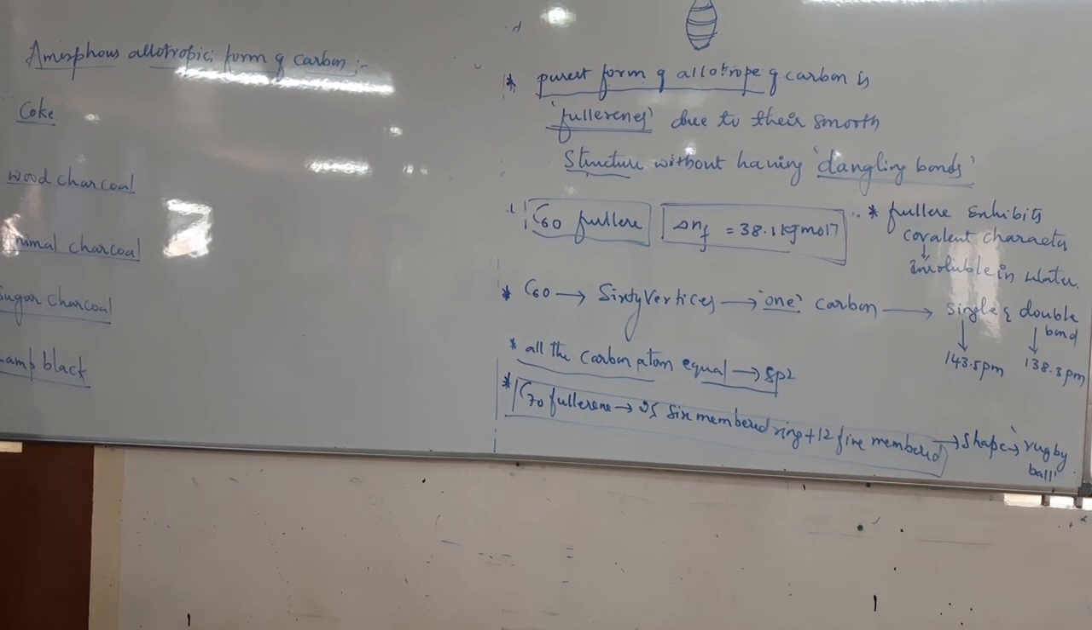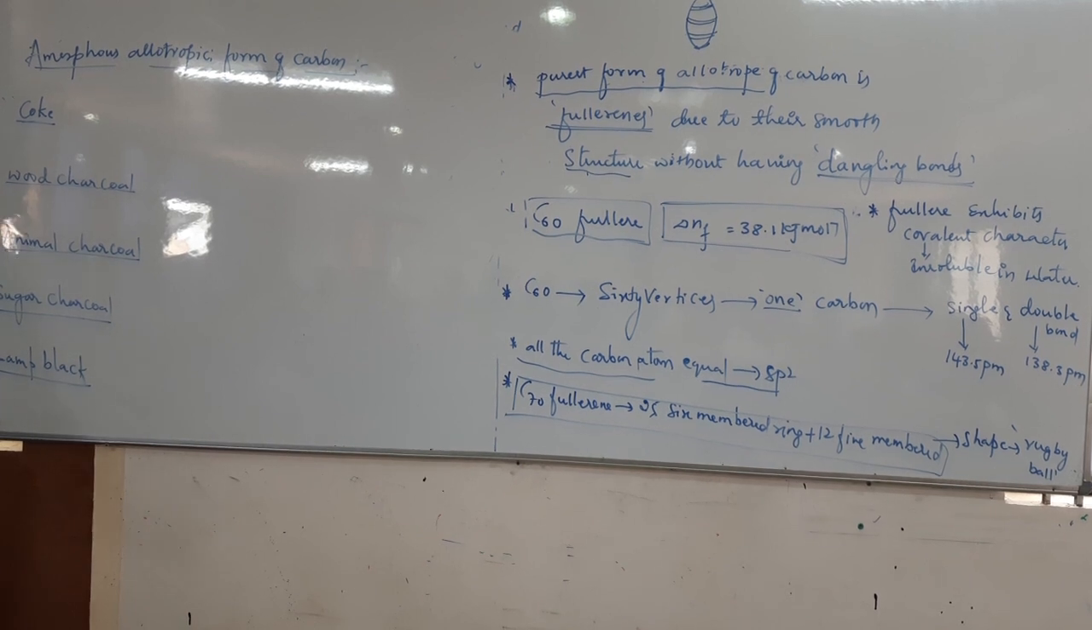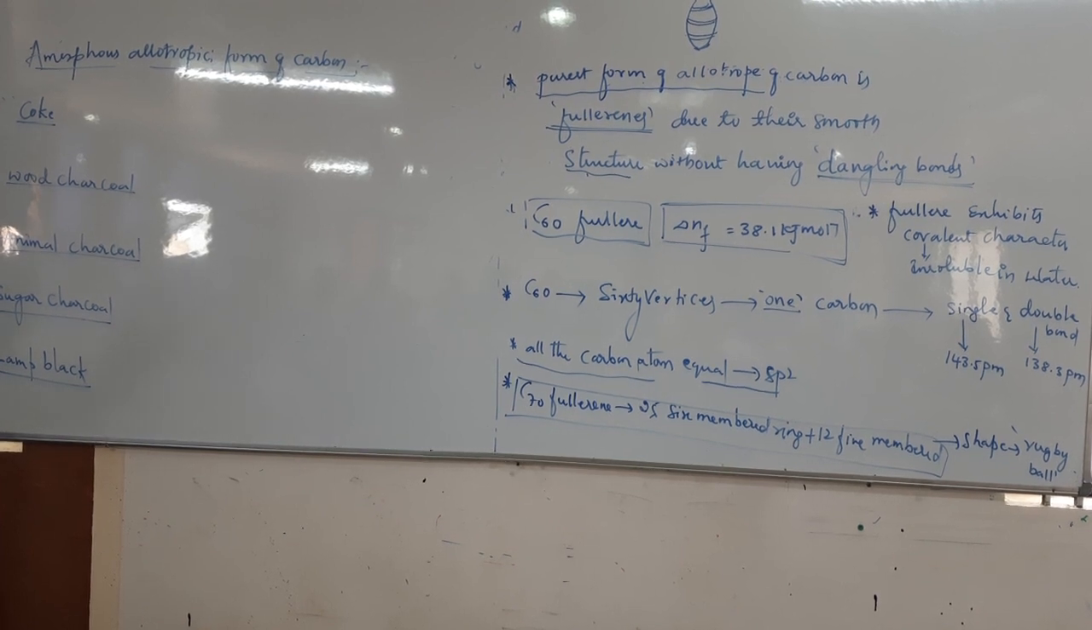Okay, so here coke and wood charcoal, and here animal charcoal, sugar charcoal, lamp black. All these substances are amorphous allotropic forms of carbon, guys. So their appearance is amorphous. Since they are allotropic forms of carbon, their preparation is like this. Coke can be obtained by the destructive distillation of coal.